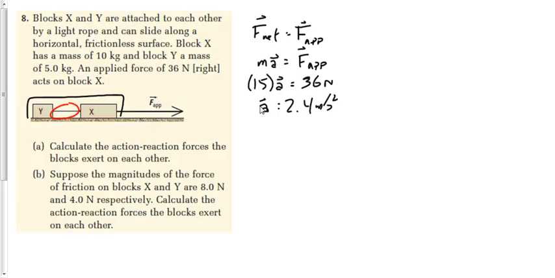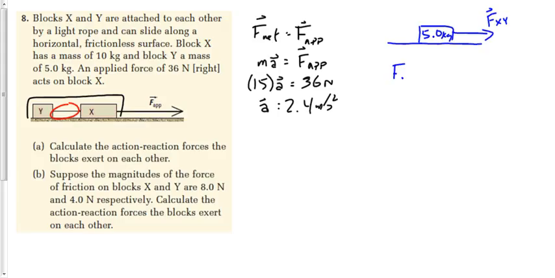Now I'm going to analyze object Y. Does anybody want to make a suggestion why I picked object Y, the 5 kilogram object? There's no really good reason why I had to pick object Y, but I picked it because it made it a little bit easier. How come it made it a little bit easier than object X? Yep. There's less forces. There's only one force acting on object Y, and that is the action-reaction force, the force of X on Y, which is what I'm looking for here.